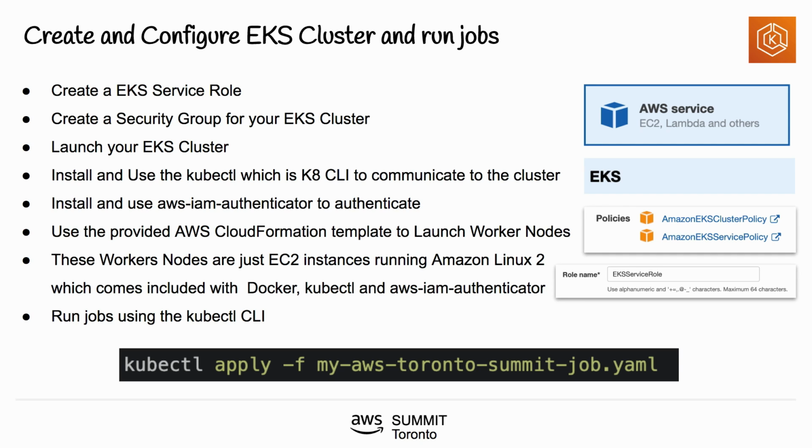Those worker nodes can only use Amazon Linux 2. So if you do need to make changes, understand those are the limitations, right? And that Amazon Linux 2 does have Docker, kubectl, and AWS IAM Authenticator installed. Okay. And when you want to run a job, you're going to be using the CLI. That's how you have to run the jobs. There is no interface. Okay.